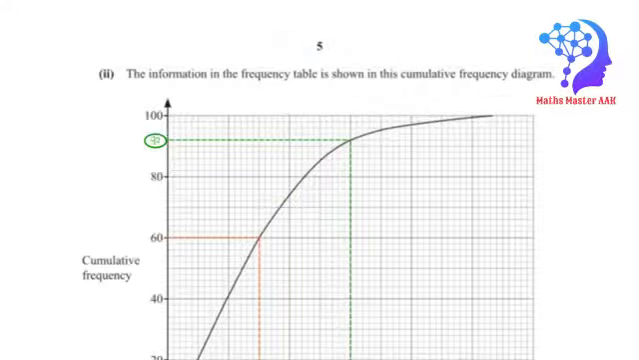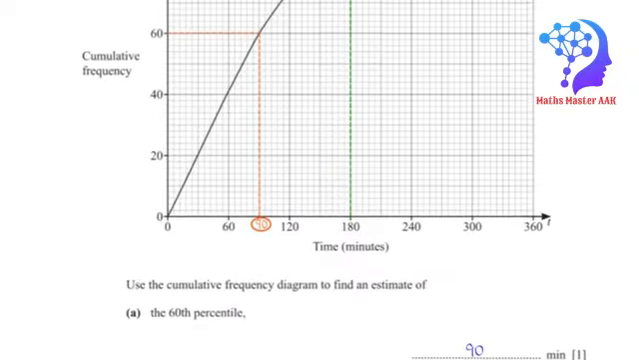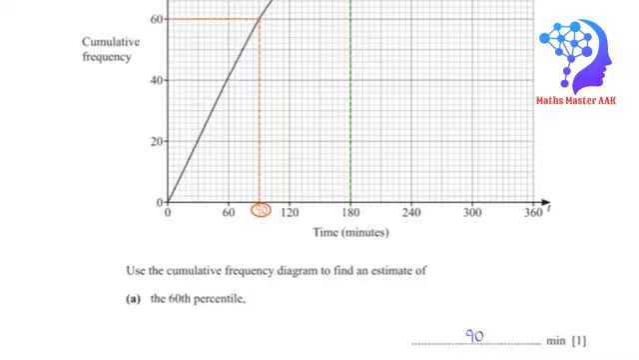The information in the frequency table is shown in this cumulative frequency diagram. Use the cumulative frequency diagram to find an estimate of the 60th percentile. 60% of 100 is 60. When we map this on the diagram, we get the 60th percentile as 90 minutes.